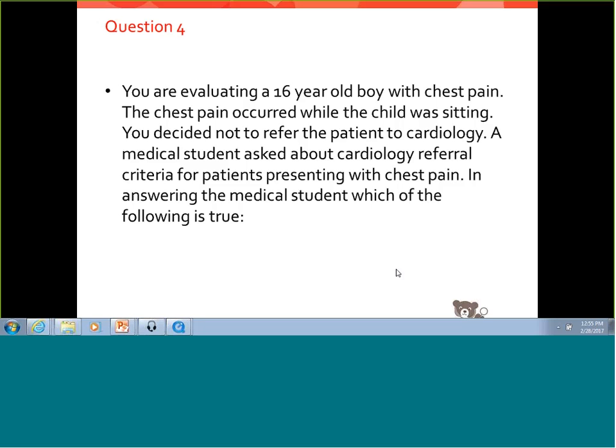You're evaluating a 16-year-old boy with chest pain. The pain occurred while the child was sitting. You decided not to refer the patient to cardiology. One of your medical students rotating with you asked about cardiology referral criteria for patients presenting with chest pain. In answering the medical student, which of the following is true?